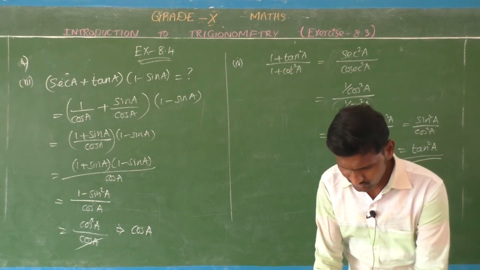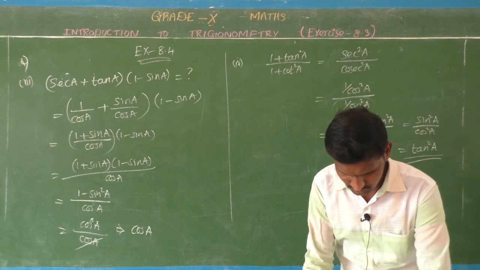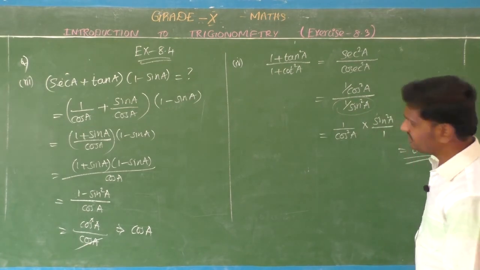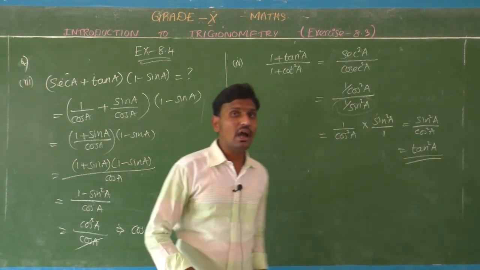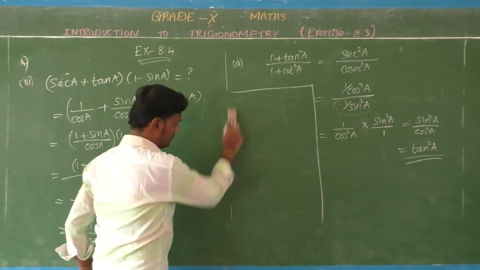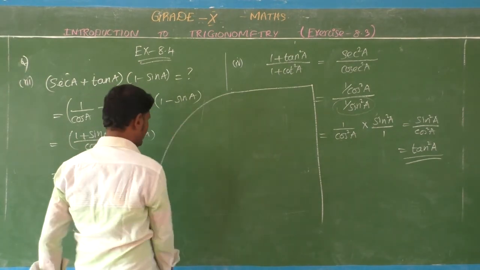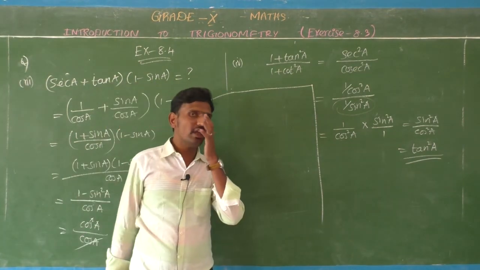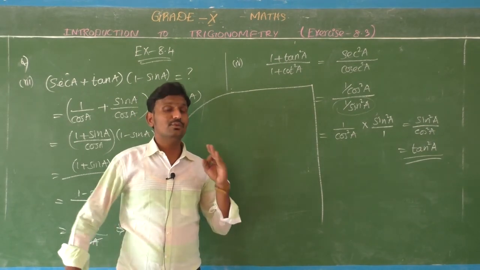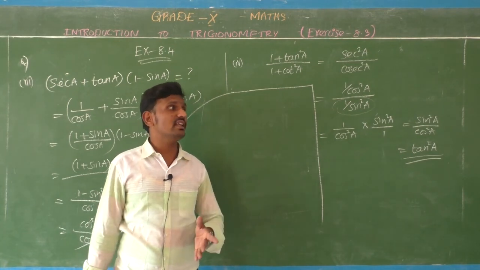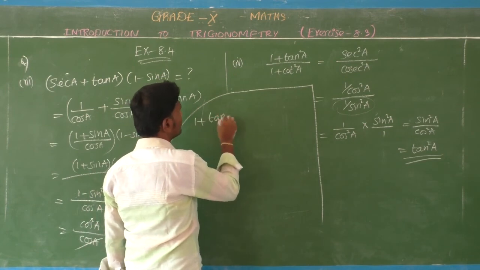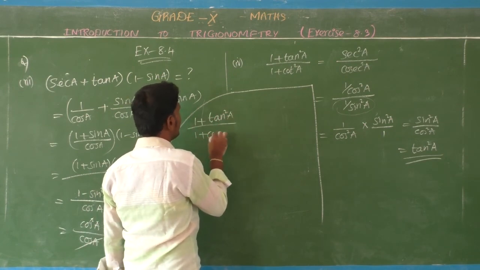So the option number D, tan square A. Or otherwise you can use one more pattern also, so that's also I am going to give you. See students, in this pattern of prove sums, it is not a fixed answer. You have to make some different answer from the trigonometric ratios and reciprocal relations. Now see 1 plus tan square A by 1 plus cot square A.